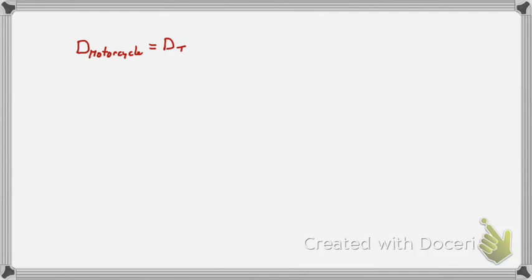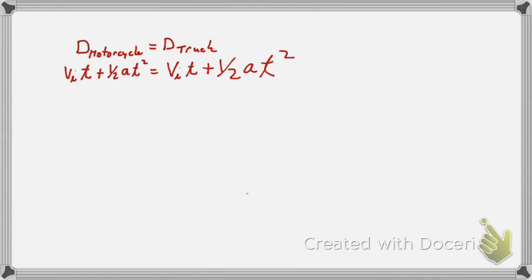Okay, so let's start with this. I'm going to say the distance of the motorcycle is equal to the distance of the truck. I'm using equation number 4 here. On the left side, I'm going to plug in all the information for the motorcycle. On the right side, I'm going to plug in all the information of the truck. I'm going to set them equal to each other because, again, they are both the same distance away from the stoplight.